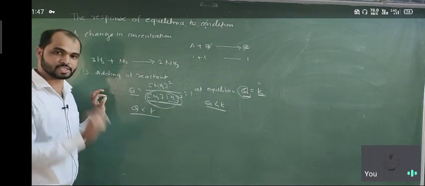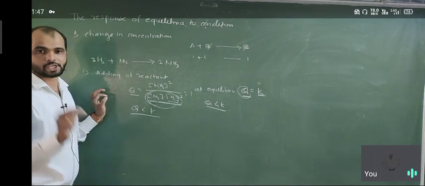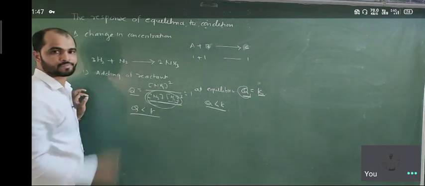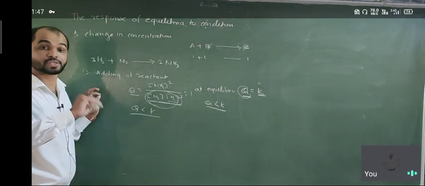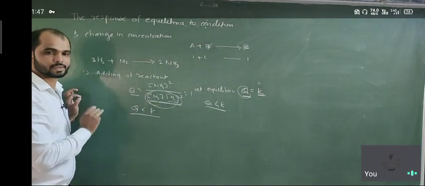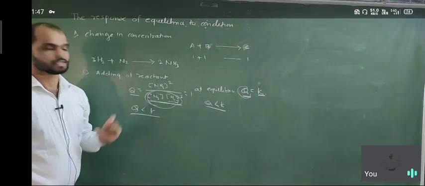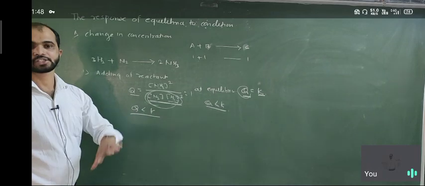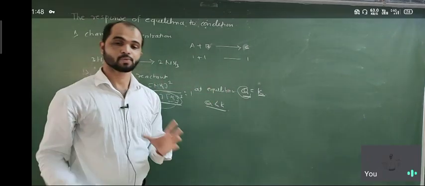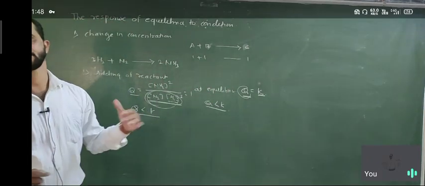If Q is less than K, the reaction is favored to the right side, and if Q is greater than K, the reaction favors the back side. So here the reaction is favored at the right side. So in both cases, the reaction always shifts to the right, forward, toward the formation of more and more product.